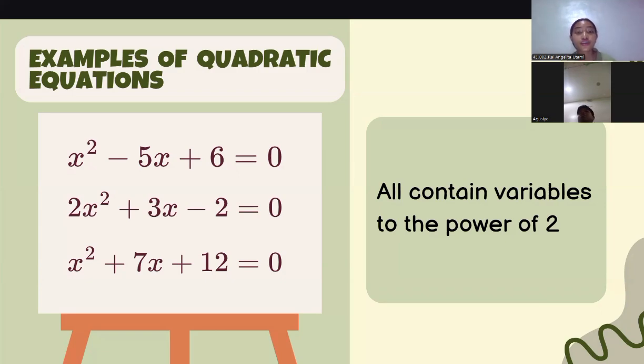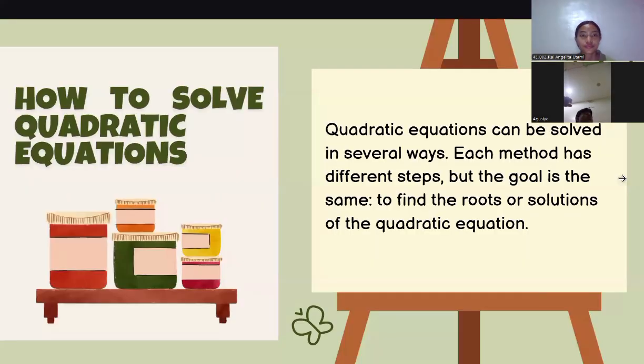Notice the note on the right. All contain variables raised to the power of 2. This is exactly what we discussed earlier. The highest exponent of the variable x in all these examples is 2. Now, let's move on to the next slide.